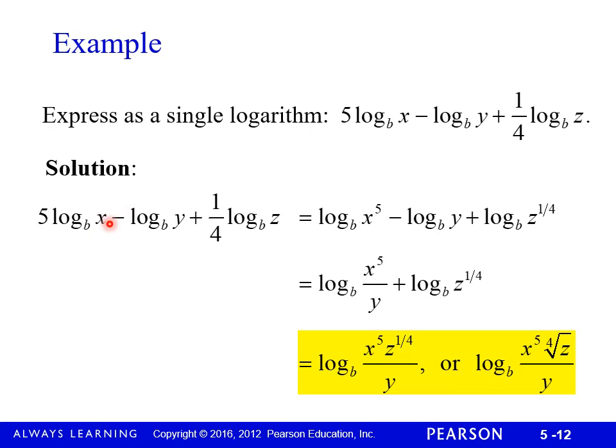And so I have, again, if I look at the original, the log of, this is positive, x to the 5th in the numerator. This is positive, z to the 1/4 in the numerator. This is negative, so y in the denominator. X to the 5th, moving the exponent up. Z to the 1/4, moving the exponent up. And y in the denominator. And of course, z to the 1/4 is the 4th root of z, to clean that up even more.